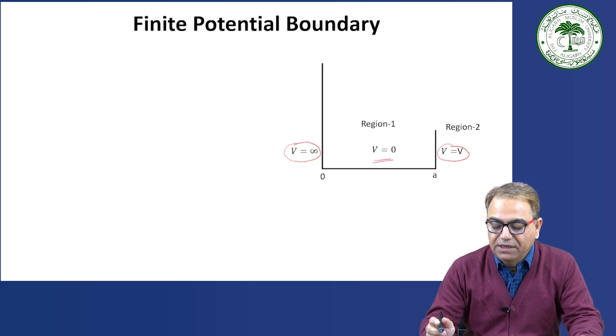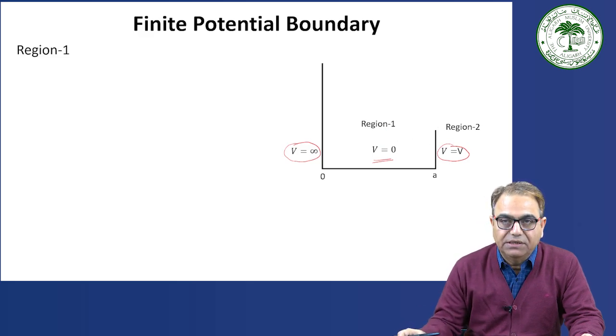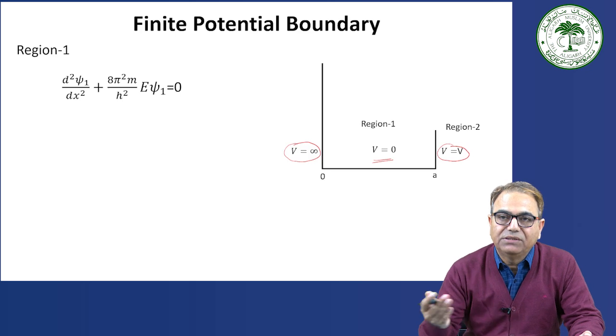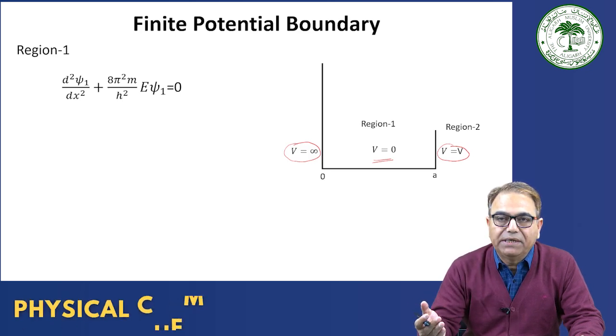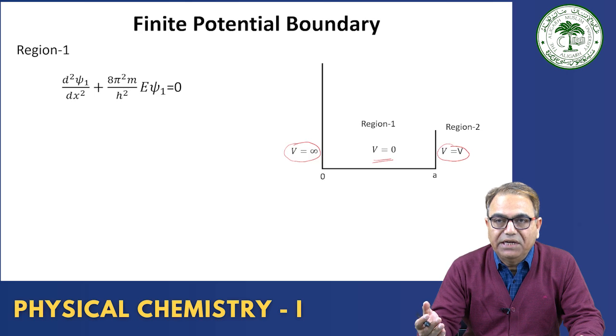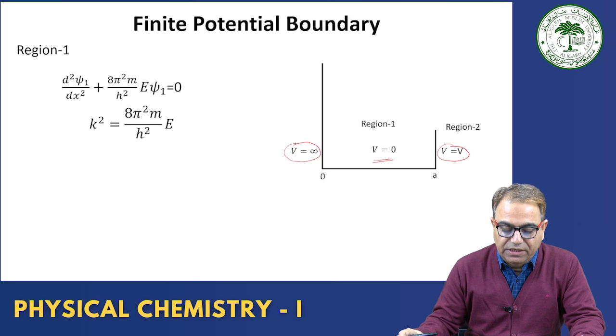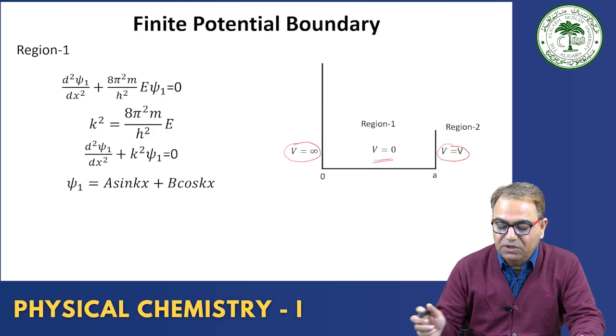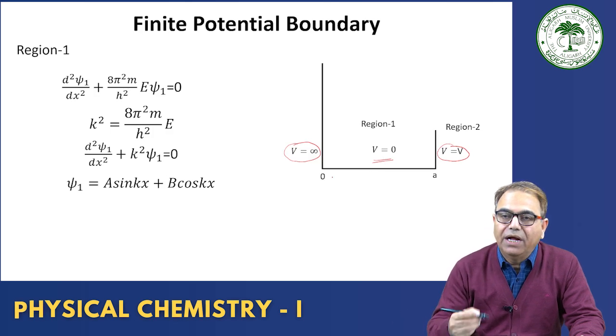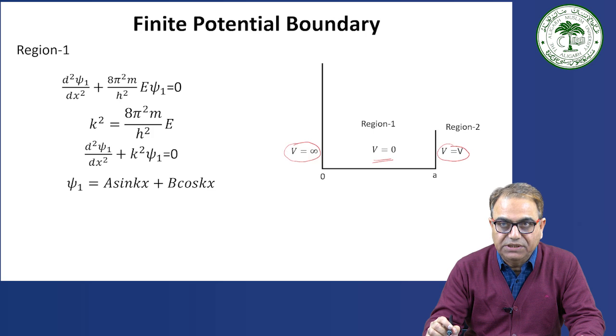On the left hand side, the particle cannot be there because the potential energy is infinity, but the particle could be in region 1 or in region 2. In both these regions, we will find the wave functions of the particle and see what the result is. In region 1, again you can write the same as you did in the previous module for particle in a one-dimensional box, or infinite potential well. We write the Schrodinger wave equation, and 8 pi square m divided by h square E is equal to k square. It is very similar to the previous one because here also the potential energy is 0 in region 1.